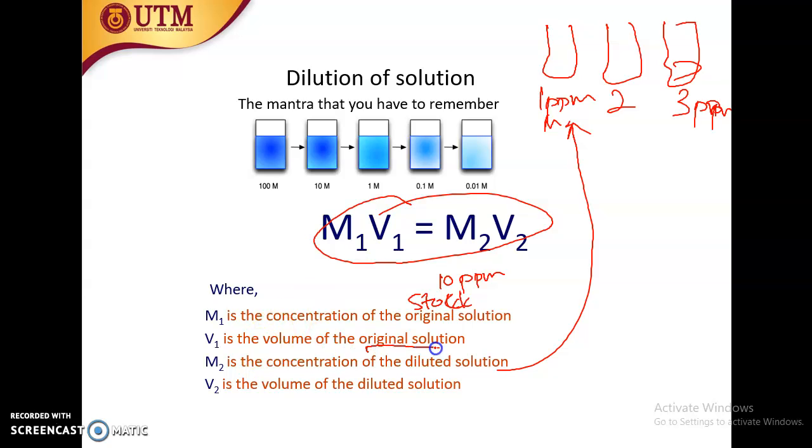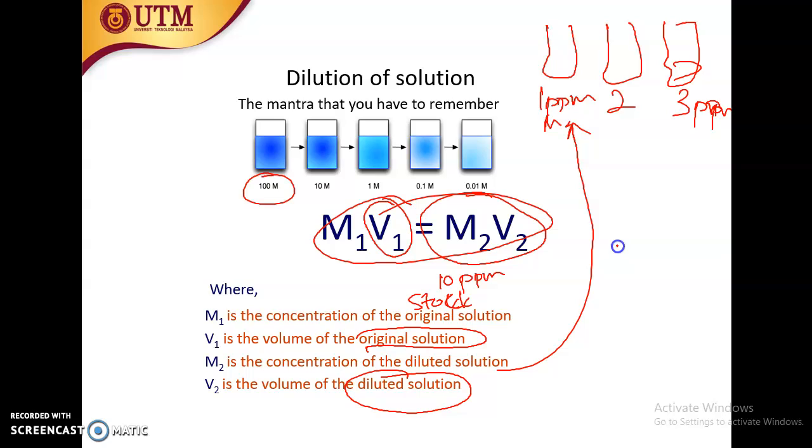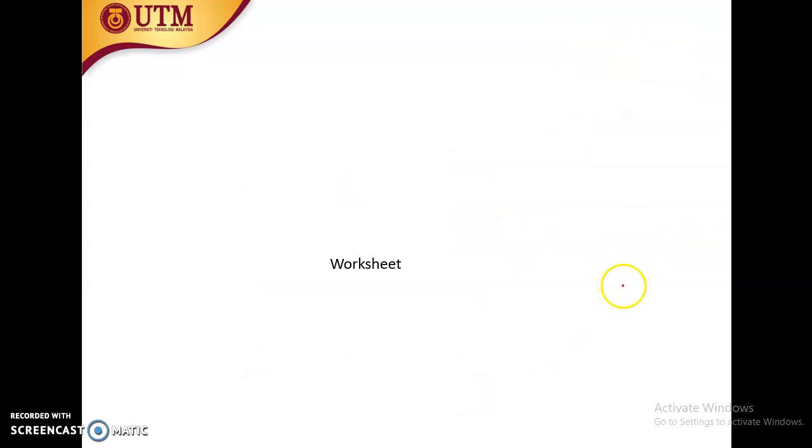V1 is the volume of the original solution, and V2 is the volume of the desired solution. Okay. Usually, what we want to find is this one, V1: how much from the stock solution you want to take to make the desired solution. Okay, from color itself, you can see 100 molarity will be diluted to 10, 1, 0.1, 0.01, and then the color will reduce, just like how you prepare a red syrup. Okay, M1 V1 M2 V2. Okay, do we have examples? Okay, no, we don't have examples.